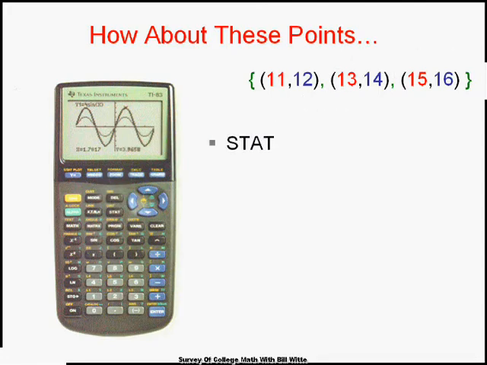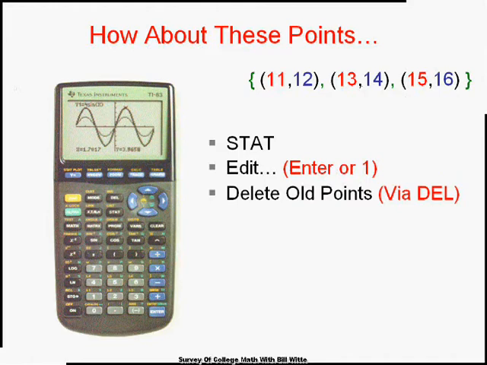So remember, I don't need to do stat plot because plot is still on. I'm going to hit stat. That's the one I use to actually enter, remove and change data. And I'll hit edit. I want you to go to the old points and hit the delete button. Remember where the delete button is. Just remove that data first, and once you've removed that data, insert the new data: 11, 12, 13, 14, 15, 16.